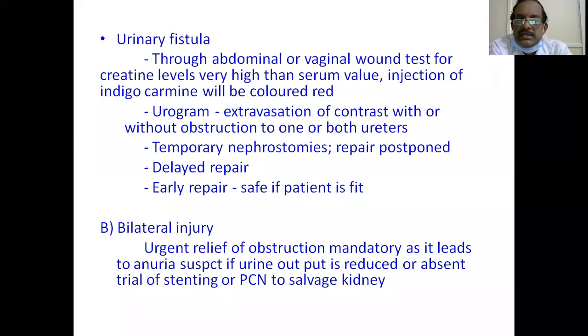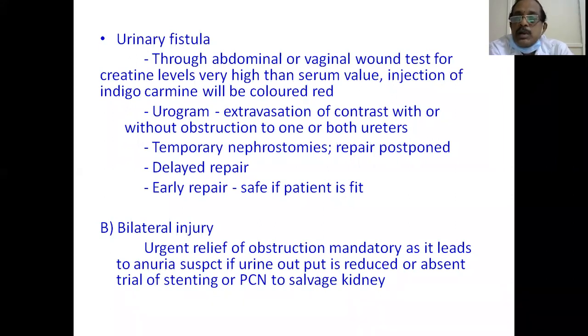Then a bilateral injury, as I said, is a devastating thing. Urgent relief is mandatory as it leads to anuria. Suspect it if the urine output is reduced or absent in the immediate postoperative period. I had to see one or two patients like that, when the surgeon thought the next day that since there was no urine output, the ureters could have been injured. We went and explored. We found that they were ligated on both sides. We just deligated and put stents, and both kidneys recovered.